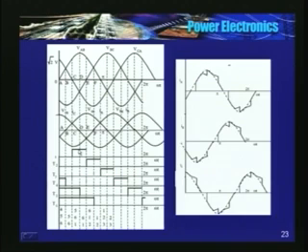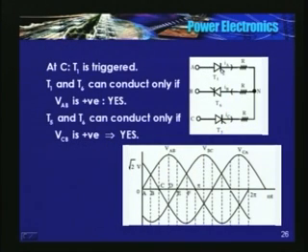Now what happens? Now the circuit diagram is something like this. T1 is triggered. Now current can flow from T1 to T6 if VAB is positive. Yes, it is. VAB is positive. See, this is a line to line voltage. Reference point is alpha is equal to 0. Alpha is 30 is this. So beyond this VAB is positive.